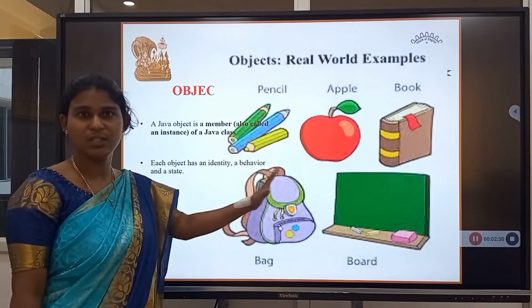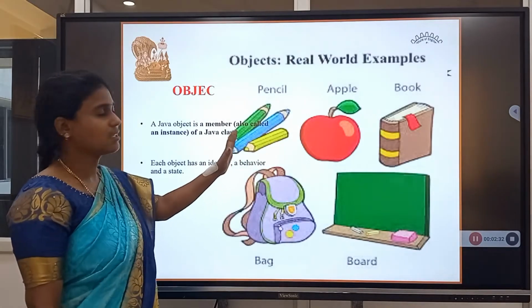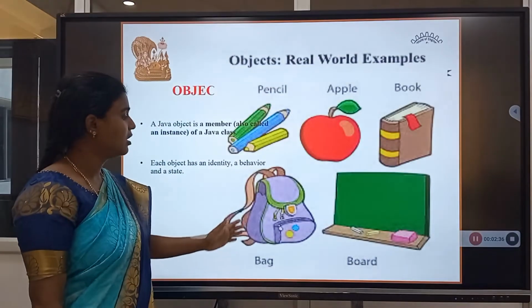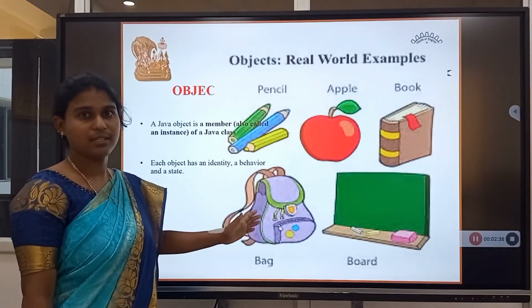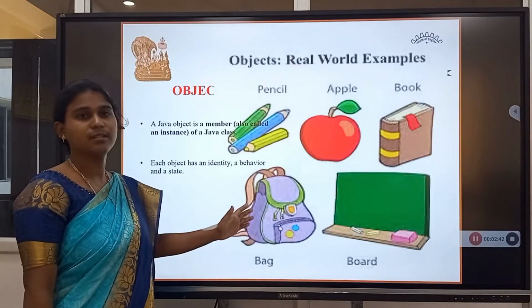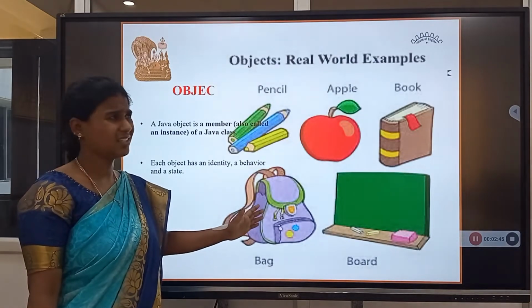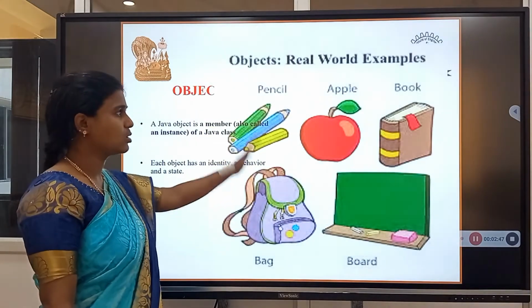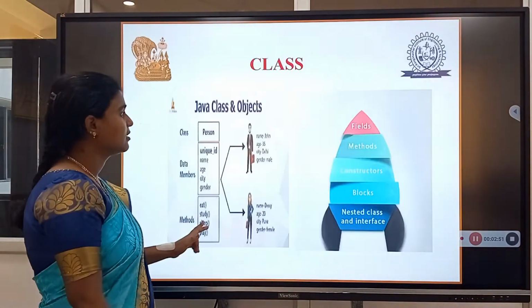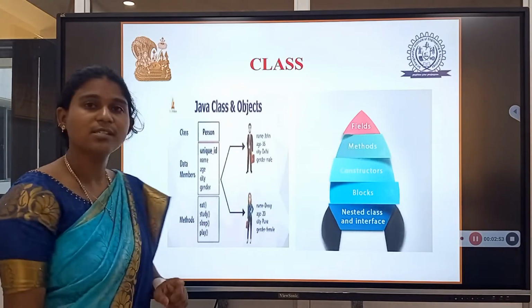Pencil, apple, these are all objects. A pencil has a separate state and behavior, and then bag and book. A bag has a color. These are all the properties, and the state of the bag is a solid state. We know very well about it. These are the best examples of objects. And the next one is a class.